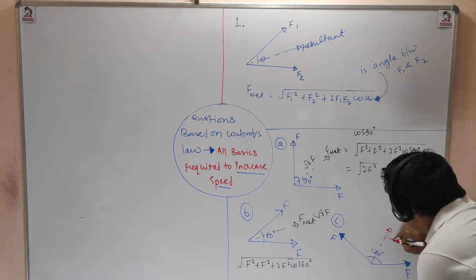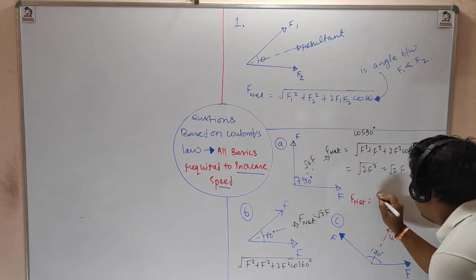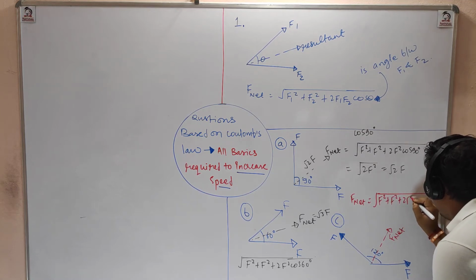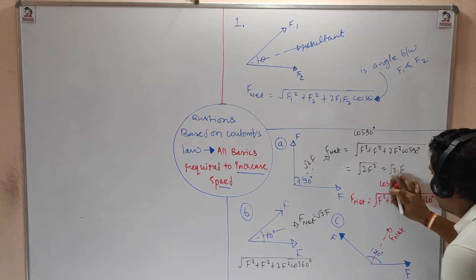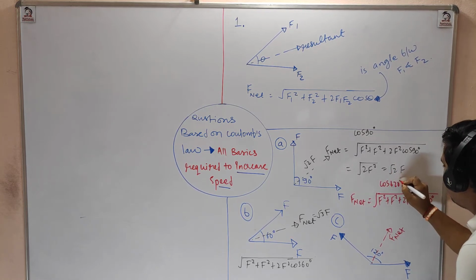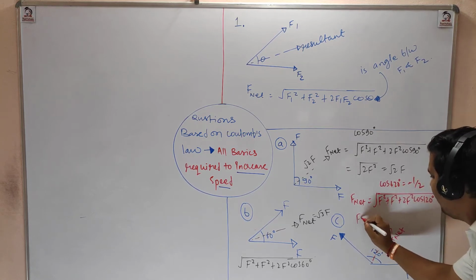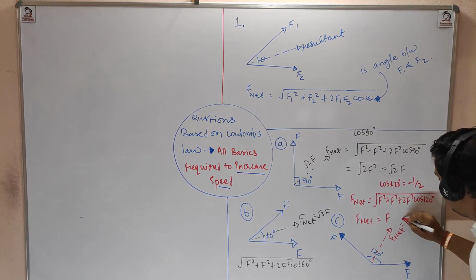Here, how to find F net? So easy. Again let's use the same formula, under root F square plus 2F square cos 120, and cos 120 is minus 1/2. When you put this value, you will get F net as only F. F net is only F.